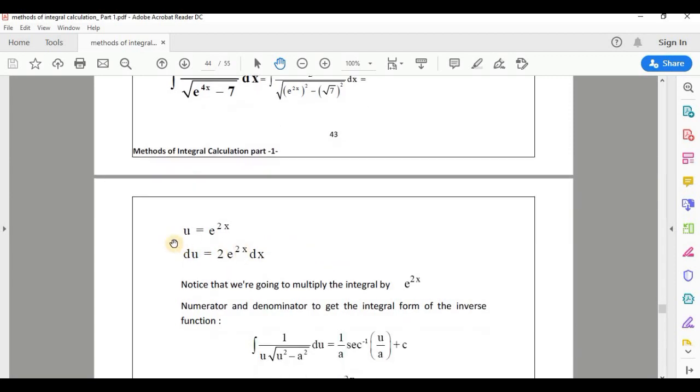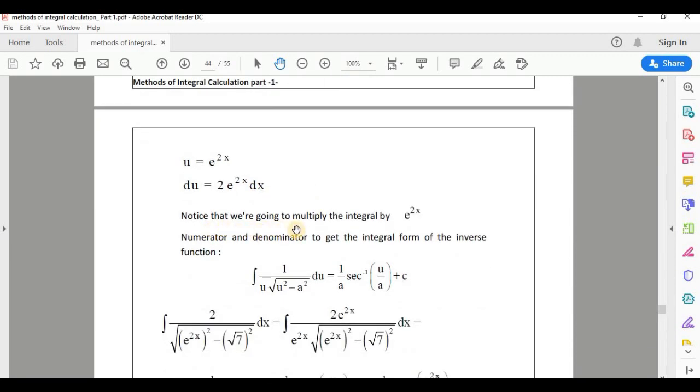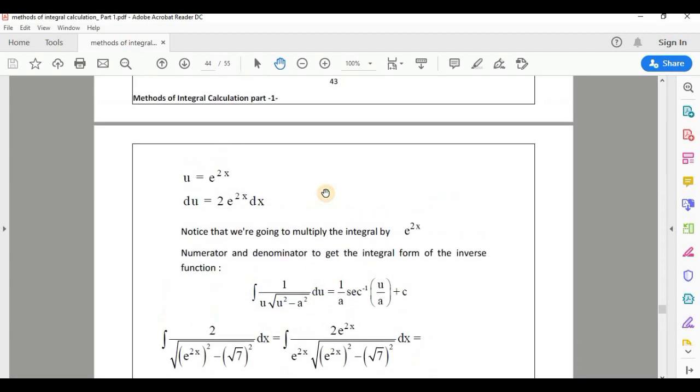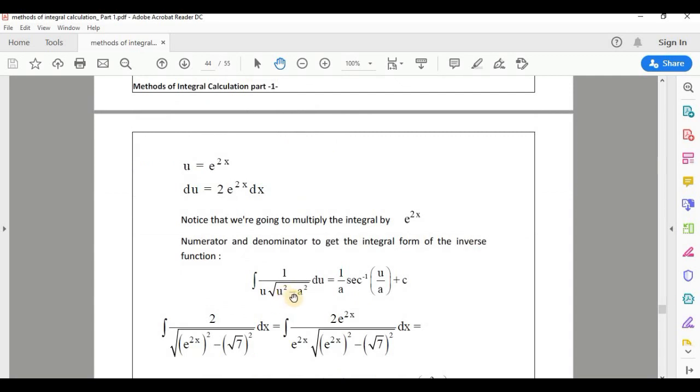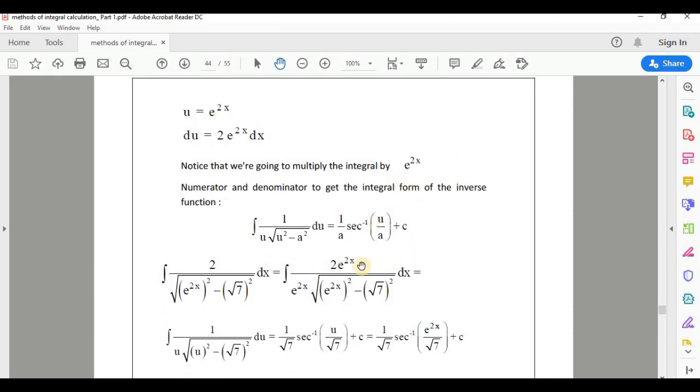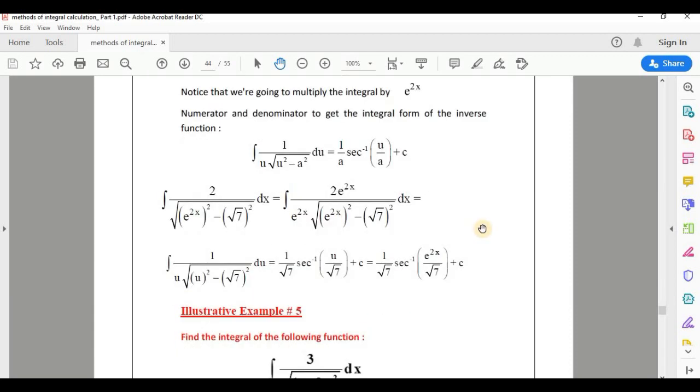Second step, we will take the derivative of this assumption. The derivative of u will be du. The derivative of this part will be 2 multiplied by e to the power 2x dx. Notice that we are going to multiply the integral by e in the numerator and denominator to get the integral form of the inverse function. The integral form for this inverse function will be sec. As you can see here, we have variable to the power 2 minus number to the power 2. So after multiplying the numerator and denominator by e to the power 2x, you will get this form of the integral.